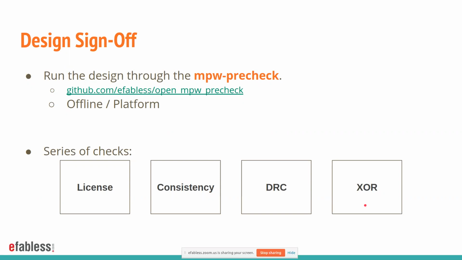And this is to confirm that your user project wrapper adheres to the golden wrapper in terms of the pin placement, pin size, and the core rings. So if you change any of those, for example, if you change the pin location of one of the pins, it will be flagged by the XOR check.